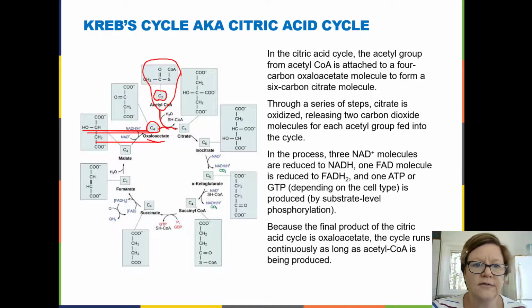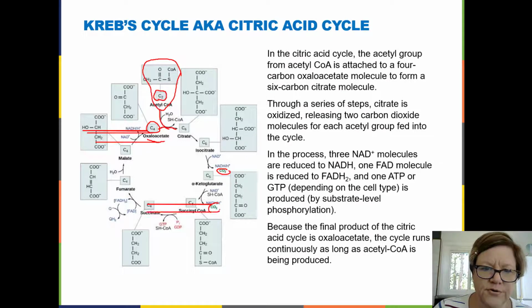So citrate is reorganized to what we call isocitrate, but that's still 6 carbons. Ultimately, the important step here, though, is isocitrate, a CO2 is going to be broken off of that and released. At the same time, an NAD+ becomes an NADH. Now you have a 5-carbon structure. It's called alpha-ketoglutarate. Alpha-ketoglutarate still has 2 carboxyl groups. One of those is going to be broken off. Now you have a 4-carbon structure, succinyl-CoA.